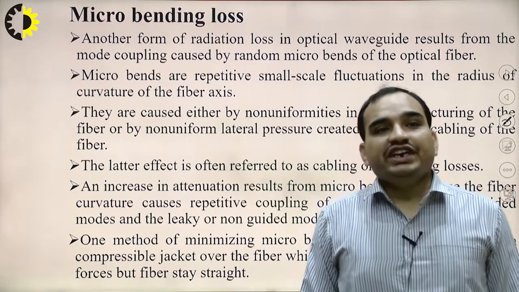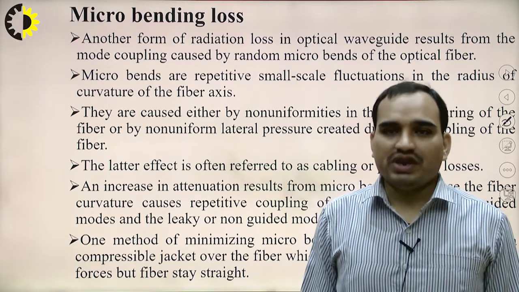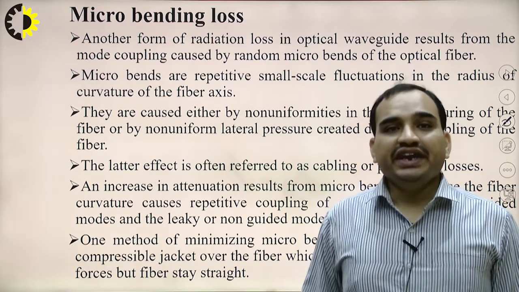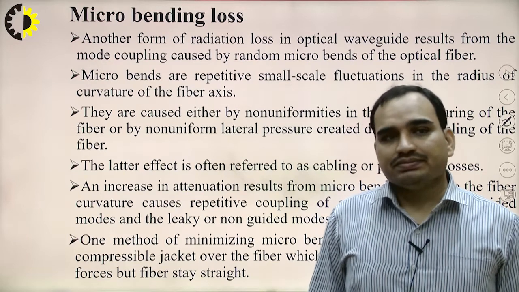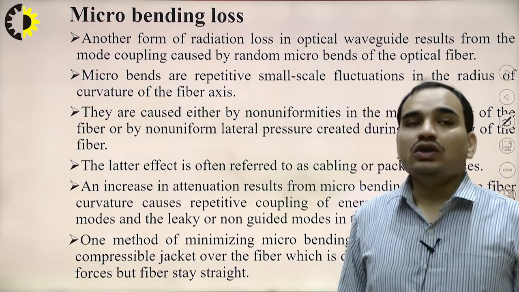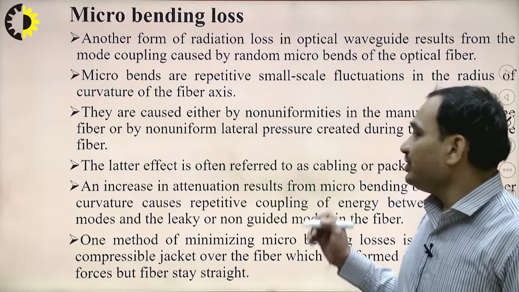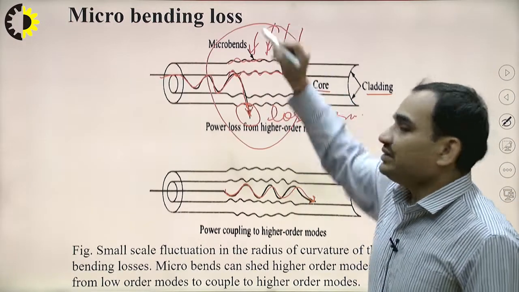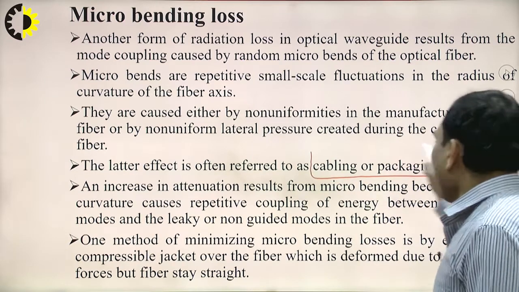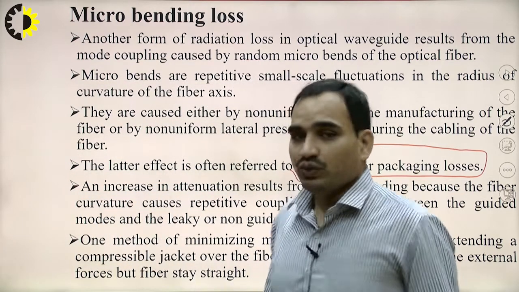Another form of radiation loss in an optical waveguide results from the mode coupling caused by random microbends of the optical fiber. Microbends are repetitive small-scale fluctuations, as we have seen in the figure, in the radius of curvature of the fiber axis. They are caused either by non-uniformities in the manufacturing of the fiber or by non-uniform lateral pressure created during the cabling of the fiber. So it may be possible that during cabling these microbends are created. The latter effect is often referred to as the cabling or packaging loss. So if microbends are produced at the time of cabling, these are known as cabling or packaging losses.